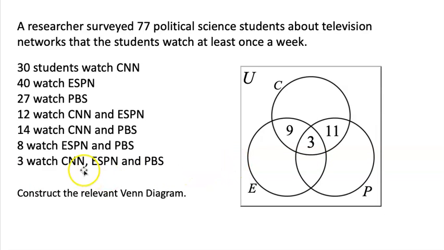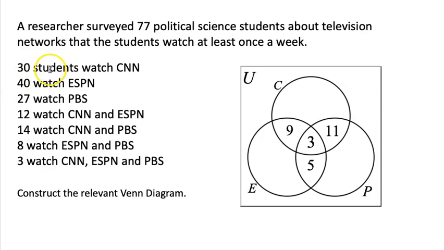And I have one last twofer. 8 watch ESPN and PBS. So where are those? 2 together. ESPN and PBS. 8. 3 here. How many more do I need to get to 8? 3 more. I will need 5. Need 5 more to get to 8. So those are all of my 2 at a time.